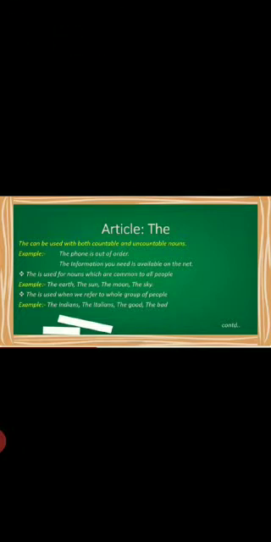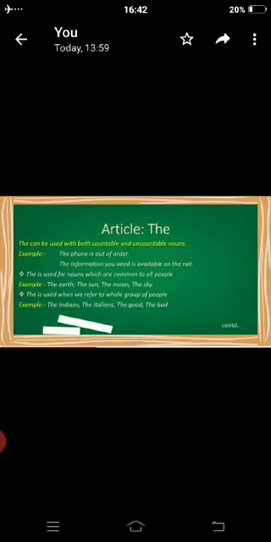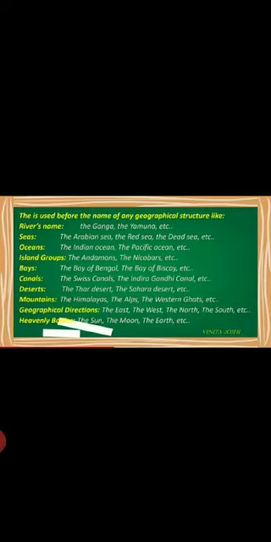THE is used before groups of people also, like the Indians, the Italians, the good, the bad, the rich, the poor, etc. And THE is used before the names of rivers also, like the Ganga, the Yamuna, which is called the Ganges also. Before the names of seas, students, the Arabian Sea, the Red Sea. Before oceans, the Indian Ocean, the Pacific Ocean. Island groups also, the Andaman and the Nicobars. Bays, the Bay of Bengal, the Bay of Biscay. And canals also, the Suez Canal, etc.